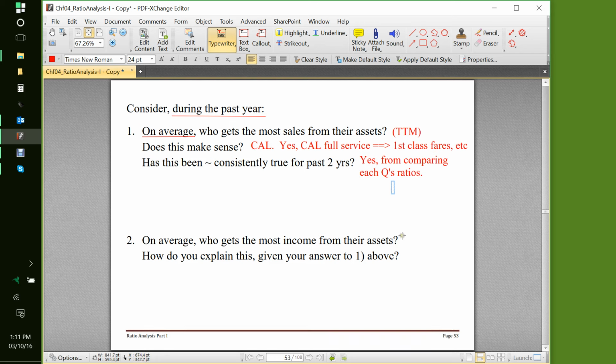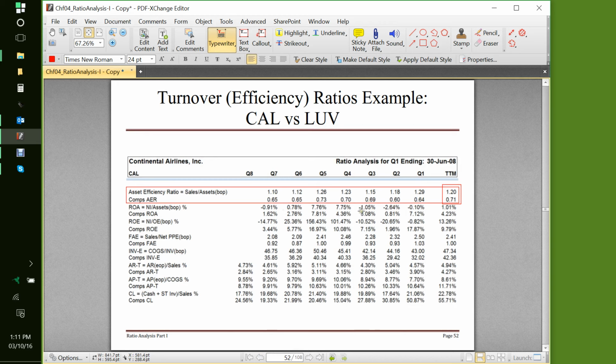All right, from comparing each of those quarters' ratios. On average, who gets the most income from their assets? So this is going to be net income in the period divided by assets at the beginning of the period, or commonly what we've been calling ROA. Okay, here it is, happens to be the next one down. And look at this result, this is kind of interesting. Even though Continental gets more sales on average during the past year from its assets, Southwest gets more net income.